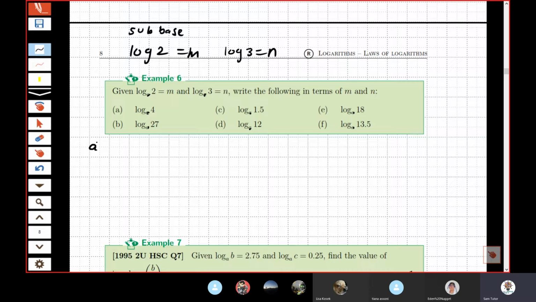So log 4. Now the way these work is all of these are these two just hidden. And you've got to work out how 4 is linked to 2 or 3, how 18 is linked to 2 or 3, how 12 is linked to 2 or 3, how 27 is linked to 2 and 3. Cool? So that's how these work. So the first one, log 4. I've got to work out how do I bring log 2 and log 3 into log 4? Anyone have any ideas? 4, it's a special number.